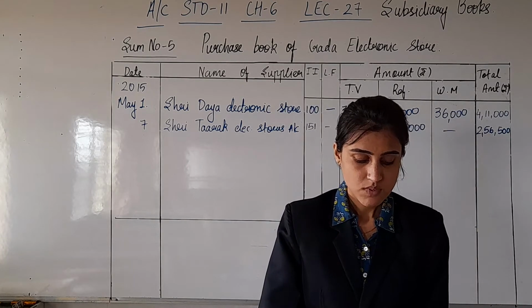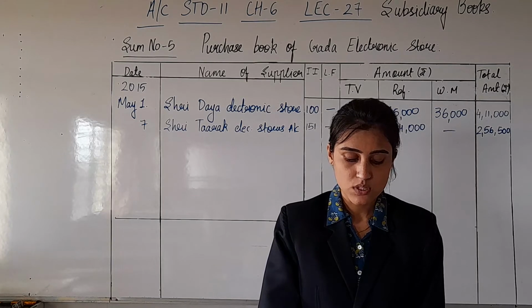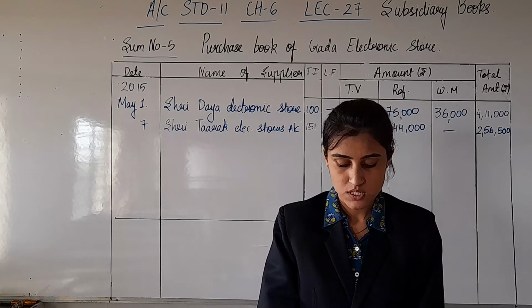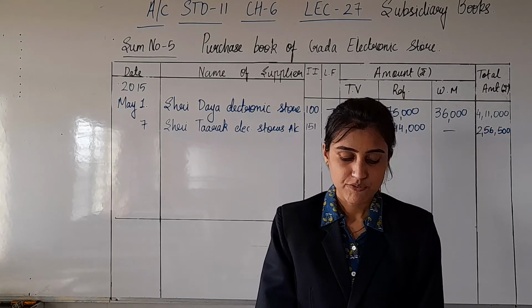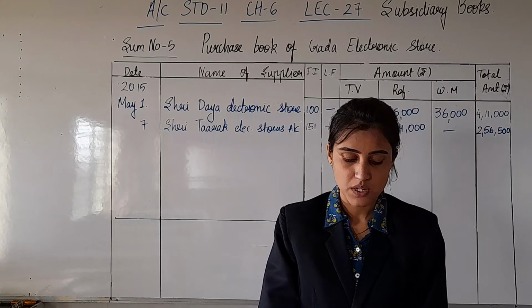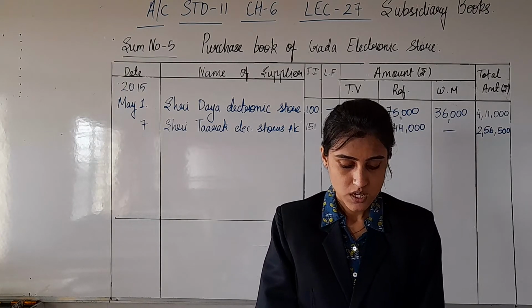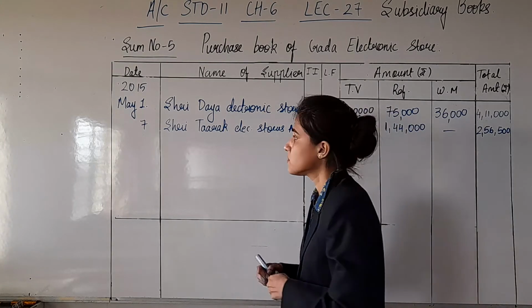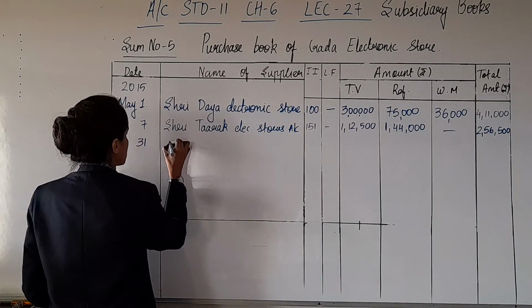Lastly, 31st of May, from Sri Gokuldham Electronics Store, purchased 5 pieces TV at rupees 30,000 per piece and 5 washing machines at rupees 23,000 per piece. Trade discount 10%, invoice number 123. 31st of May, of course this is a credit transaction.